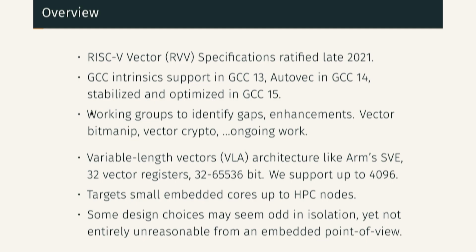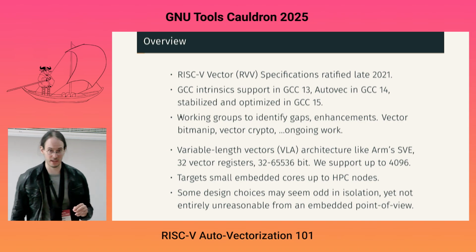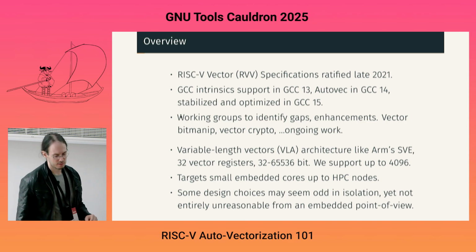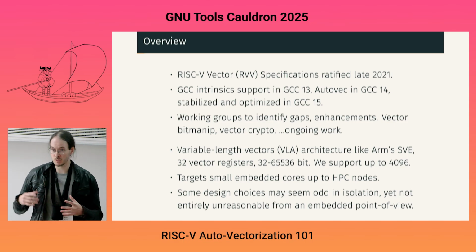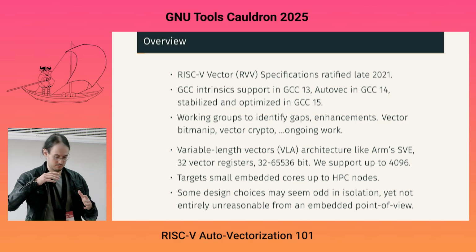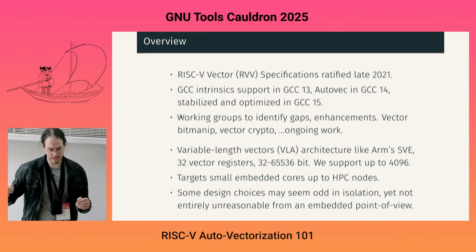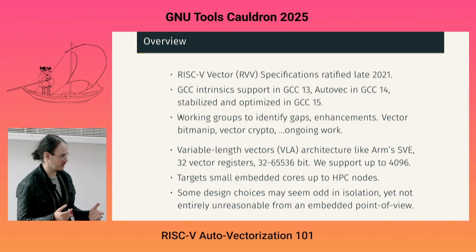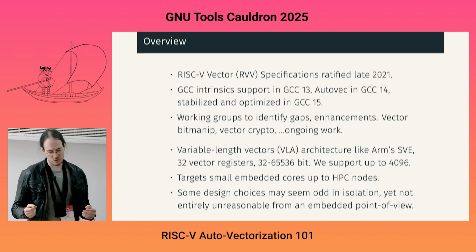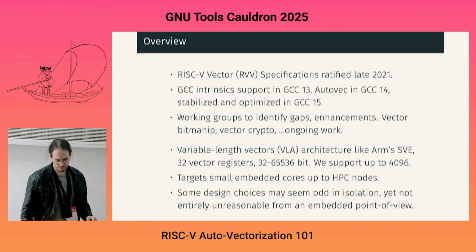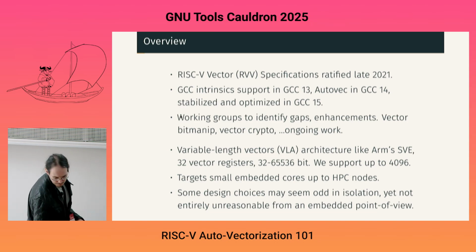We have 32 general vector registers, and one register can, according to the spec, actually go up to 64K bits. In GCC, we only support 4K for now, but I guess that's enough. The whole spec is targeted at low level up to very high-end HPC nodes, and that also explains some of the design decisions in the thing, which might seem odd in isolation, but make at least some kind of sense from the embedded point of view.